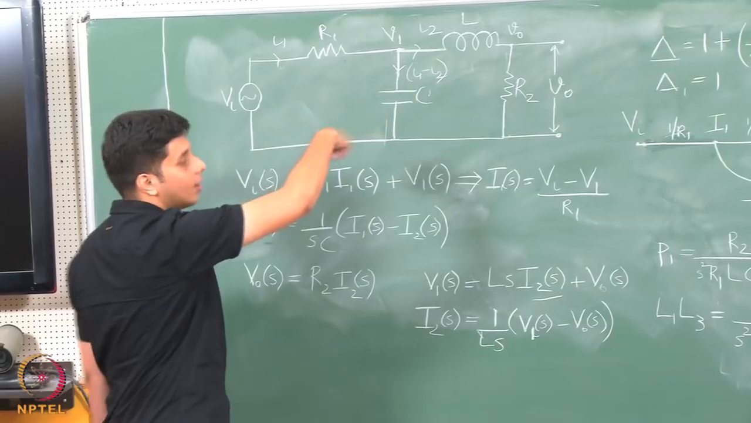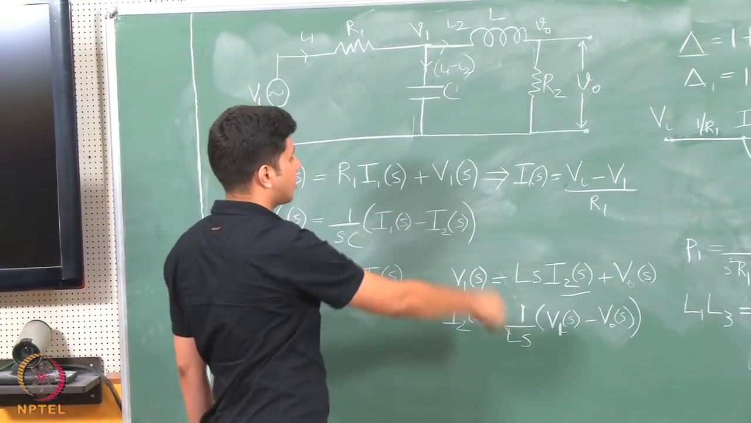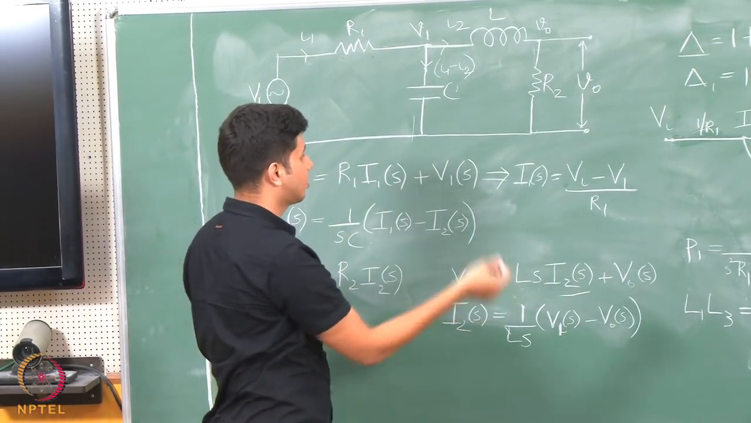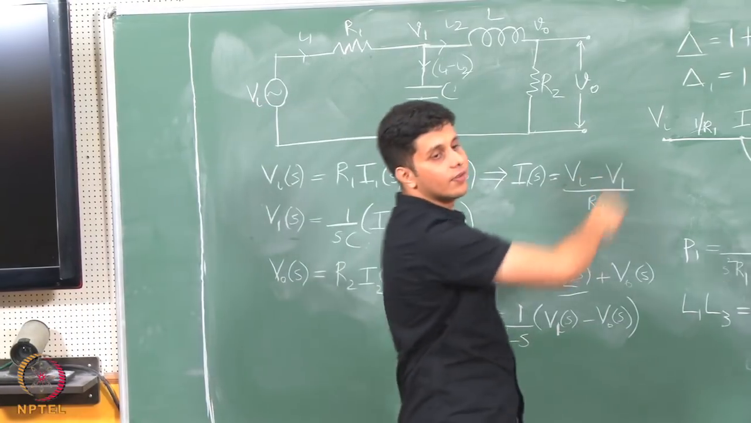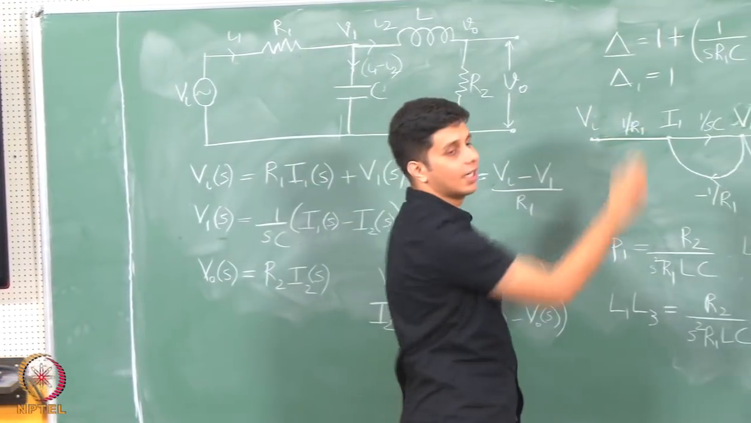So instead of doing all the analysis and trying to eliminate everything and finding out what is V0 by Vi, we can simply draw the signal flow graph and directly get the transfer function.